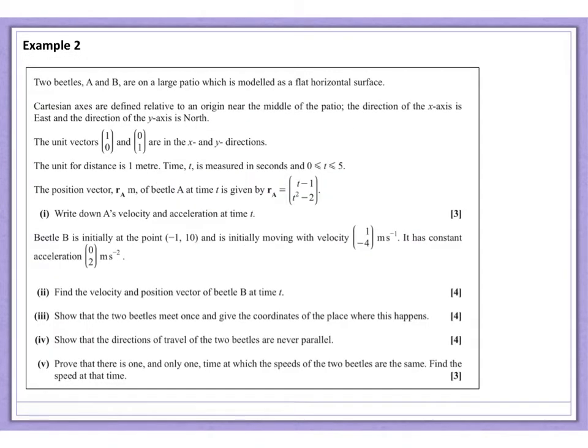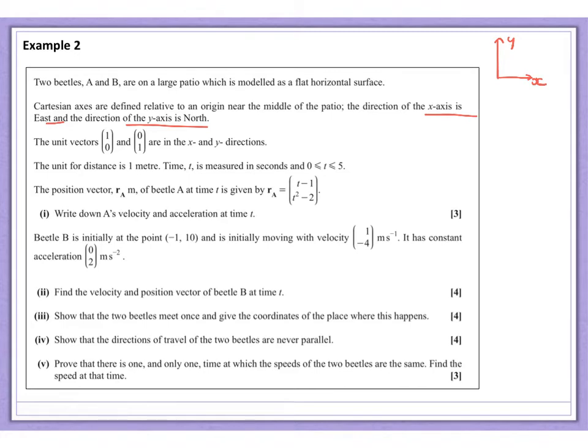Example 2. Two beetles, A and B, are on a large patio which is modelled as a flat horizontal surface. Cartesian axes are defined relative to an origin near the middle of the patio. The direction of the x-axis is east and the direction of the y-axis is north. Always read through this information and check that it makes sense. So the x-axis is in its usual position, the y-axis also in its usual position.